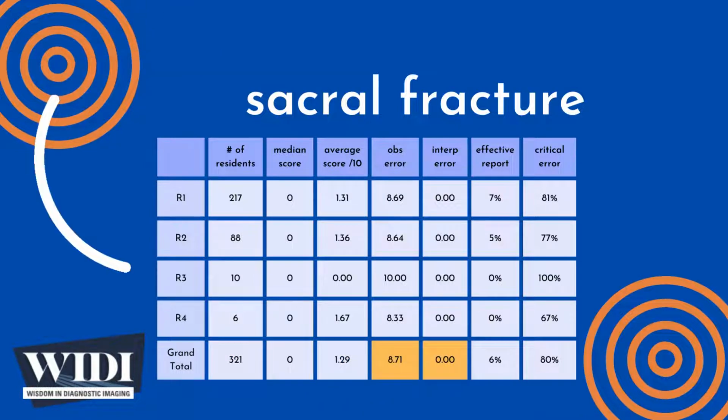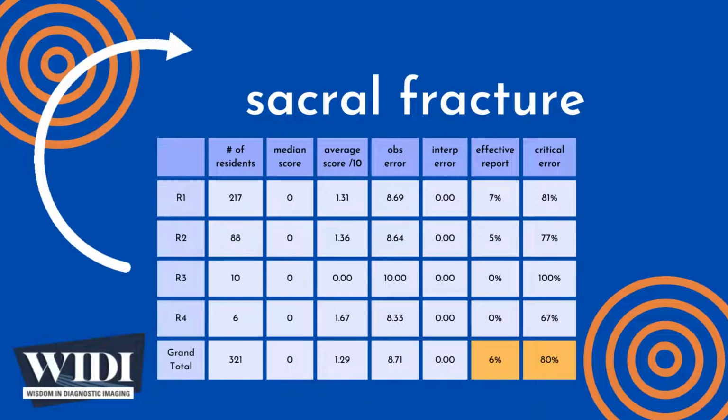On average, 8.71 points out of 10 were lost due to missed observations. At the same time, 0 points were lost due to interpretive errors. We define an effective report to be one which achieves scores between 7 and 10. In terms of letter grades, this would be A and B. In this most missed case, 6% of residents produced effective reports.